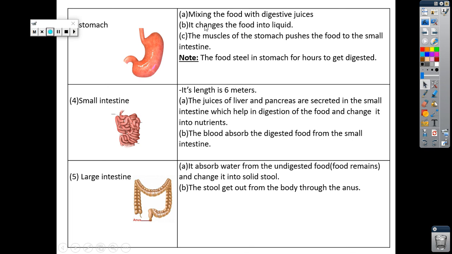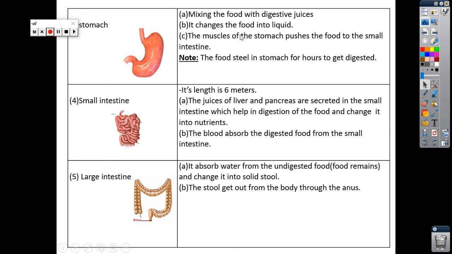Number two, it changes the food into liquid. If you eat a piece of meat, then your mouth cuts this piece of meat into small pieces. When they reach the stomach, they are solid. But the digestive juices in the stomach digest these small pieces of meat, make them simple and change them into liquid. So the digestive juices change the food into liquid inside the stomach.